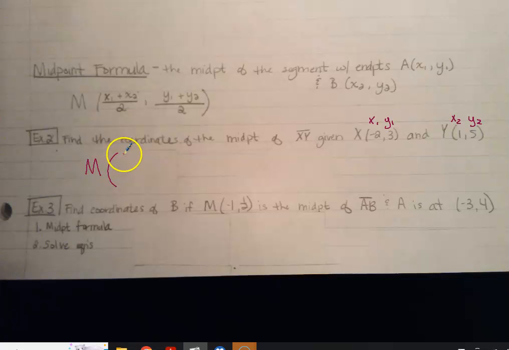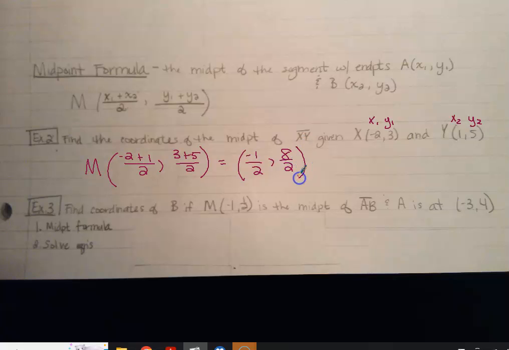So we're going to add our x values. So (-2 + 1) divided by 2, comma, and we're going to add our y's. (3 + 5) divided by 2. All right, so -2 plus 1 is -1, so -1/2. And 3 plus 5 is 8. So this is going to be 8 over 2.